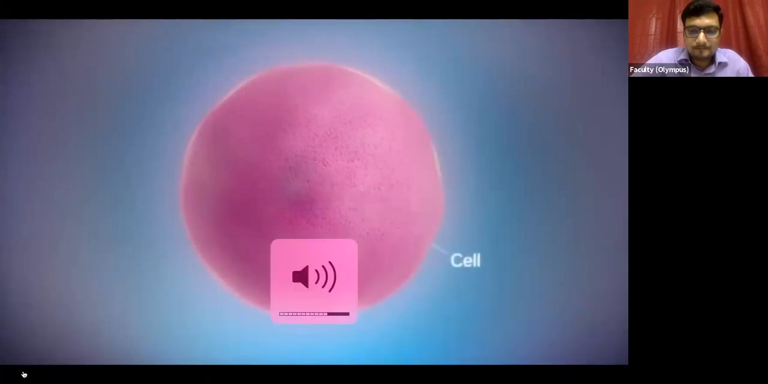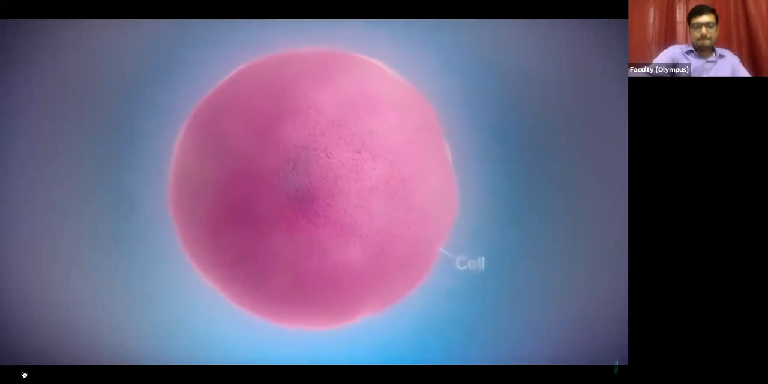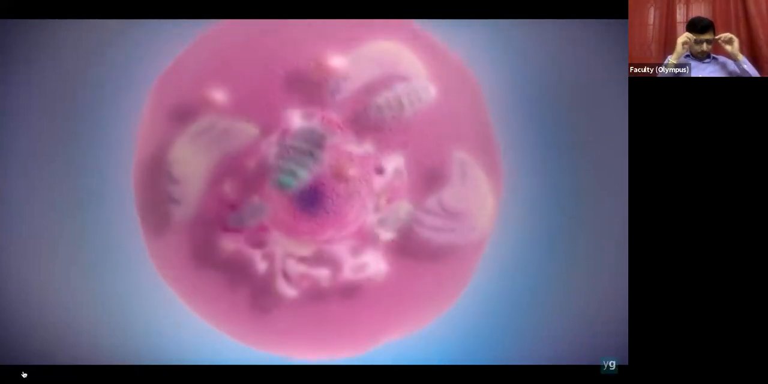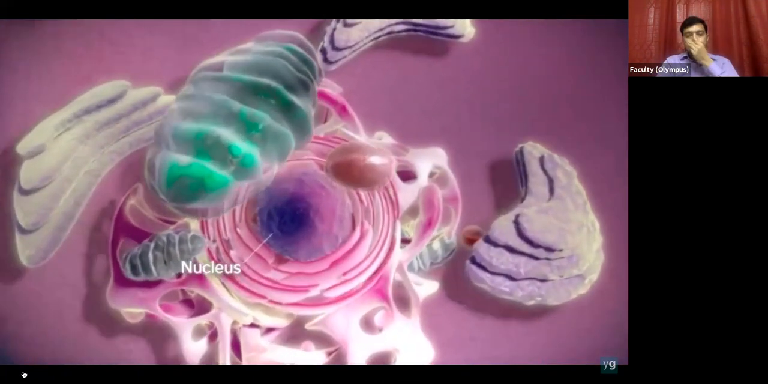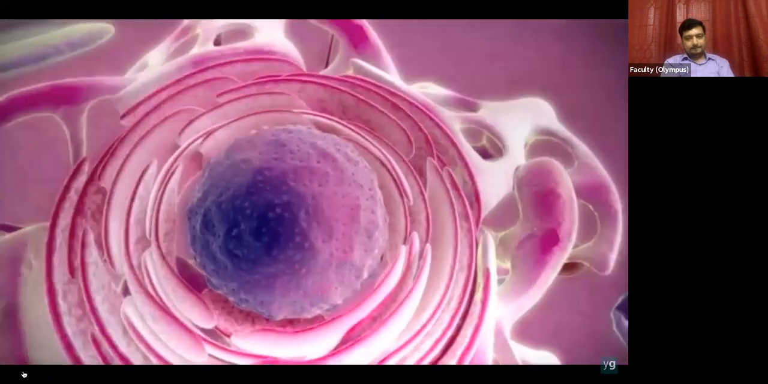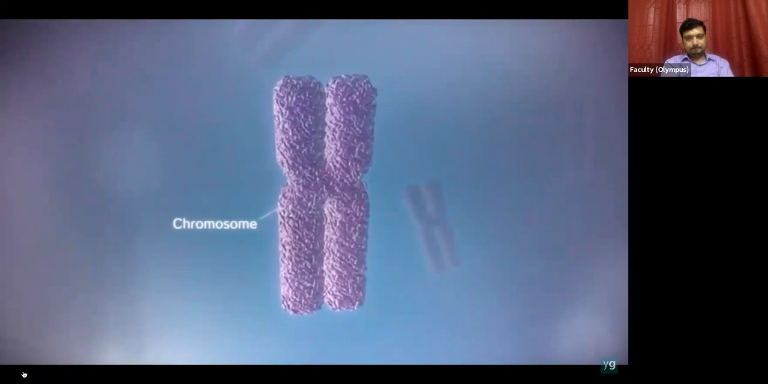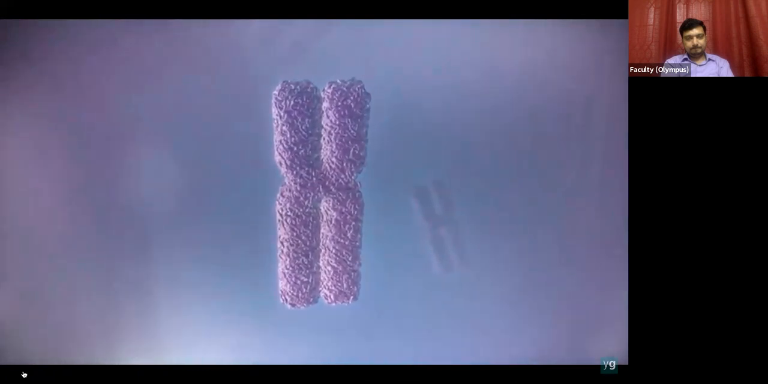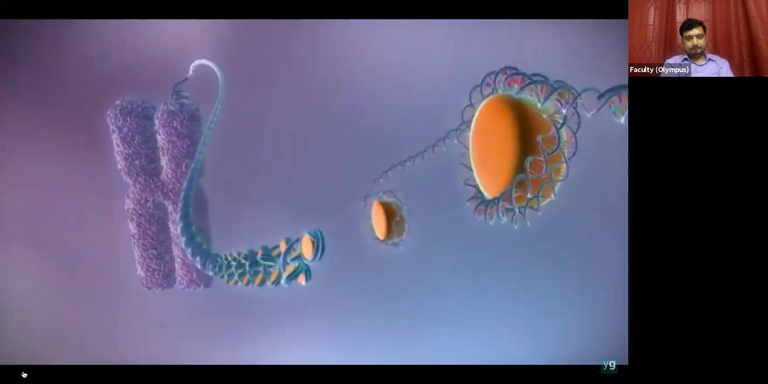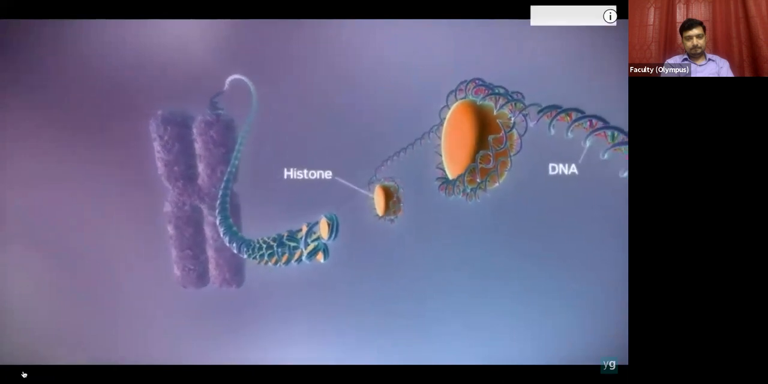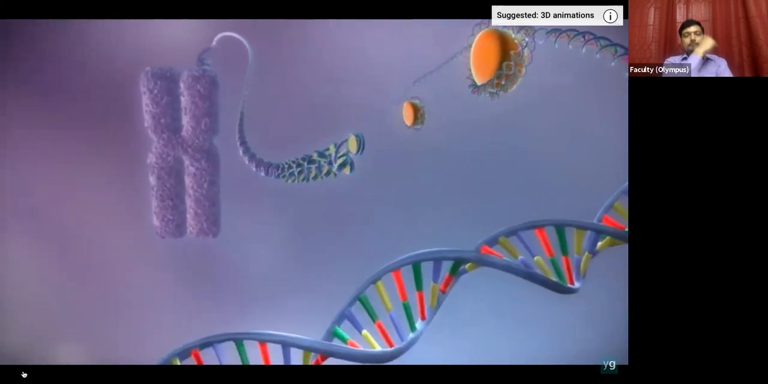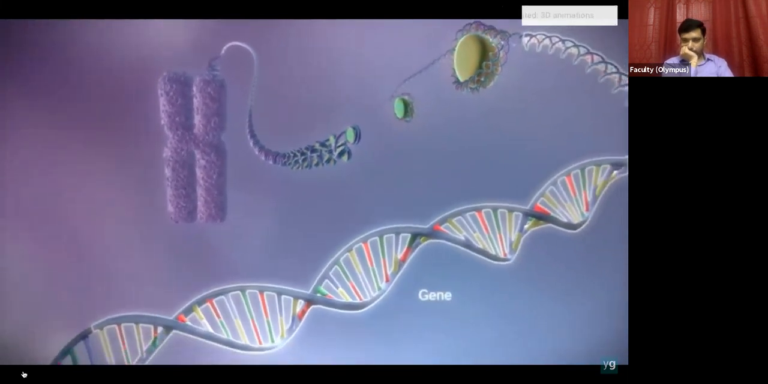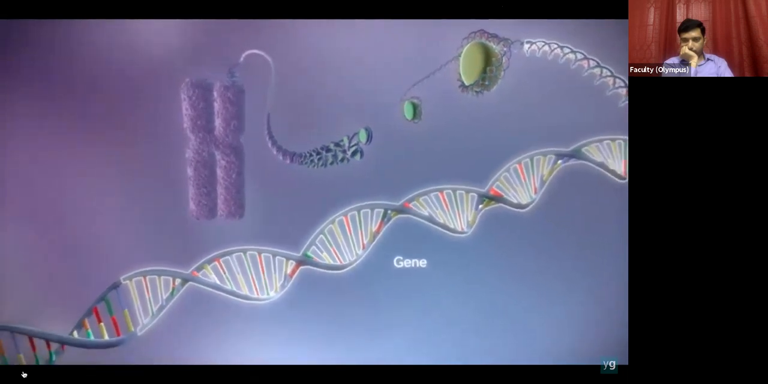Here is a cell, the basic unit of all living tissue. In most human cells, there is a structure called a nucleus. The nucleus contains the genome. In humans, the genome is split between 23 pairs of chromosomes. Each chromosome contains a long strand of DNA, tightly packaged around proteins called histones. Within the DNA are sections called genes. These genes contain the instructions for making proteins.